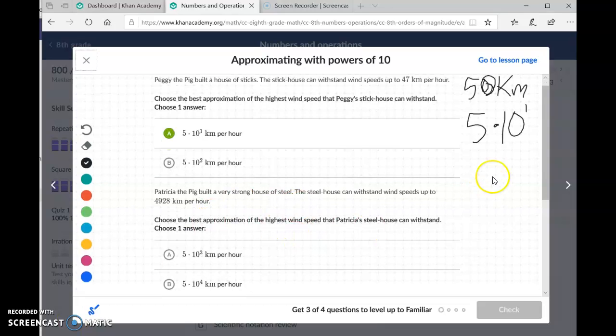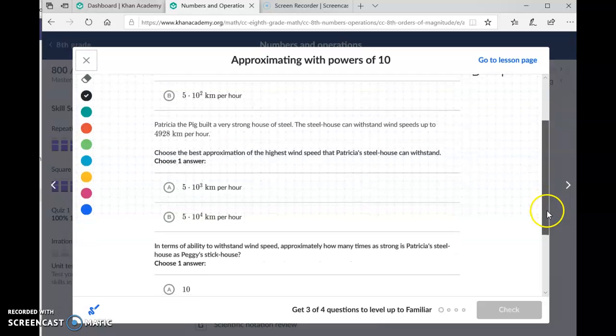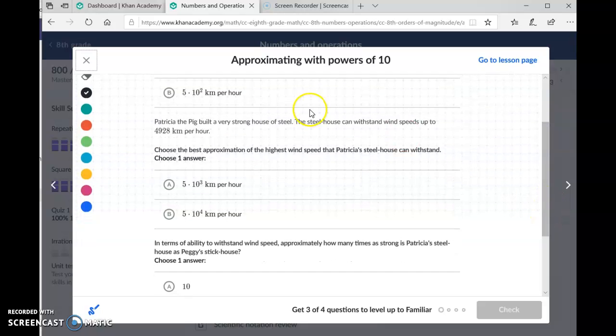Okay, now on to the second part of this. Patricia the pig built a very strong house of steel. The steel house can withstand wind speeds up to 4,928 kilometers per hour. Choose the best approximation of the highest wind speed that Patricia's steel house can withstand. Okay, so same sort of thing. We're going to first round and then we're going to put it in scientific notation. So this is very close to 5,000.